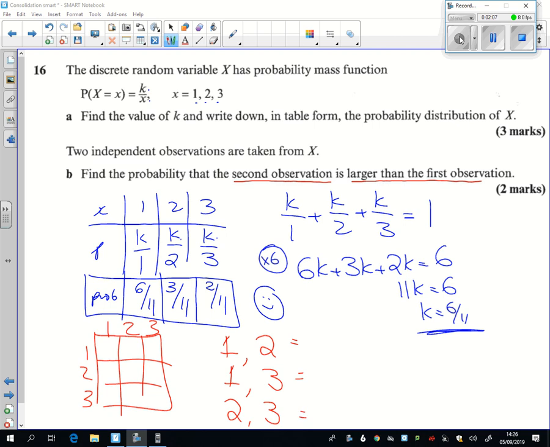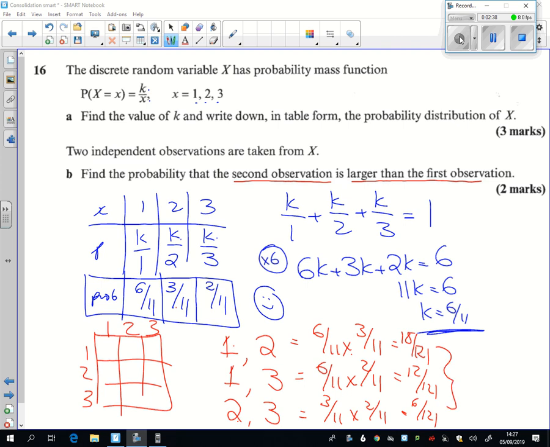Now, the probabilities attached to these are: the probability of getting a 1 was 6/11ths, and a 2 is 3/11ths. We want them both to happen, so I've timesed them together. Here, 6/11ths times 2/11ths, and this one here, 3/11ths times 2/11ths. First of all, multiply them up. So I've got 18 over 121, I've got 12 over 121, and 6 over 121. Add all of those together, and we're getting 36 over 121.